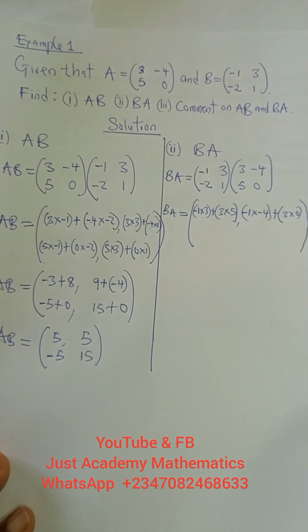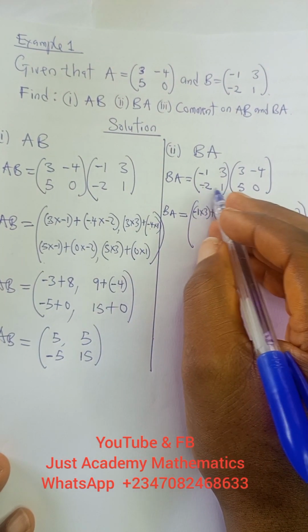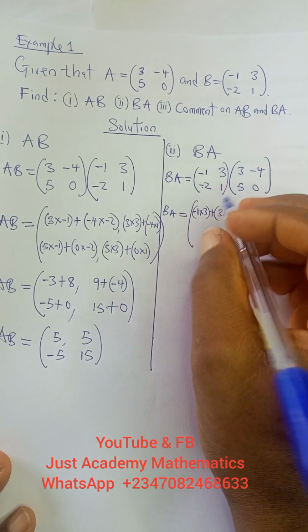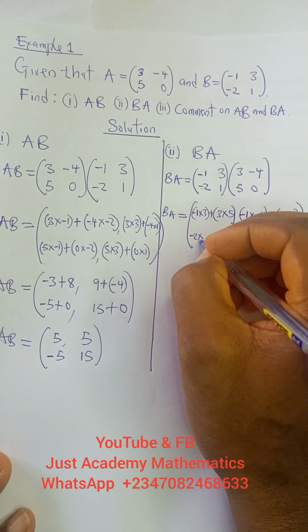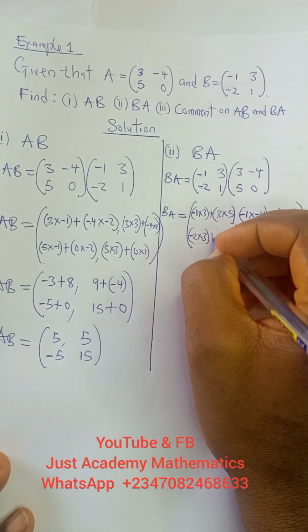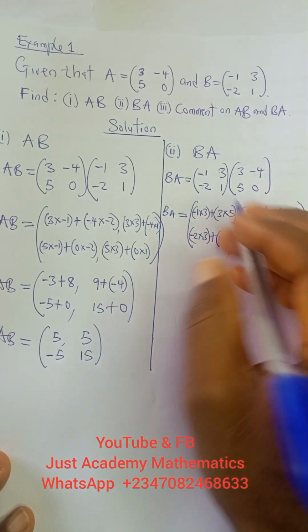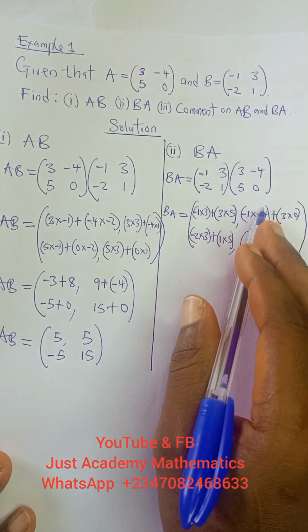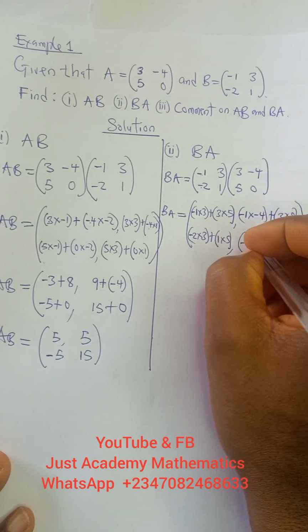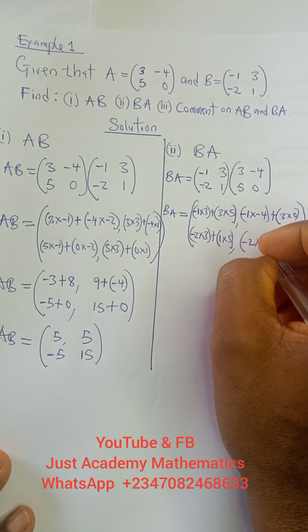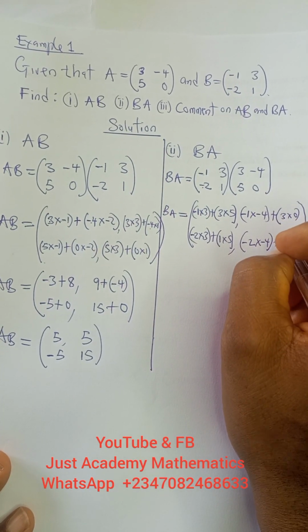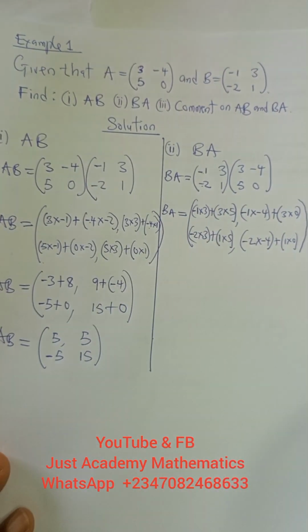That is the second one. Now let's go. Minus this row times this column. Minus 2 times 3 plus 1 times 5. Then second row times second column. Minus 2 times minus 4 plus 1 times 0. Are you with me now?